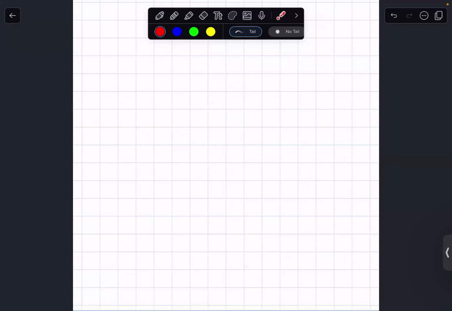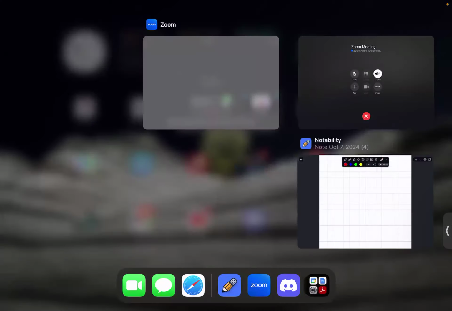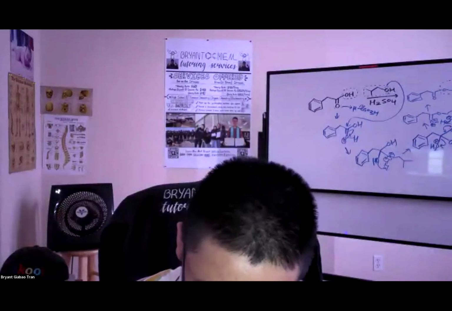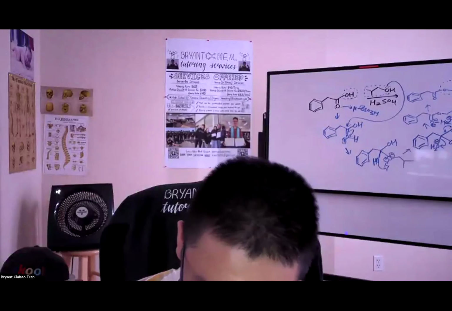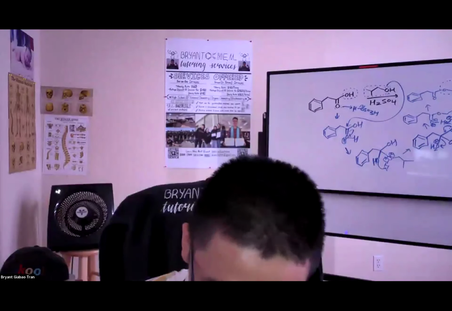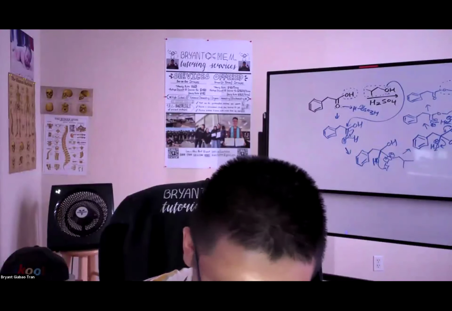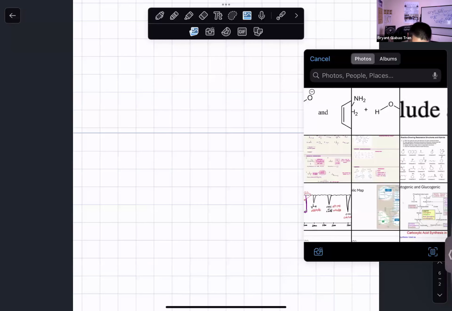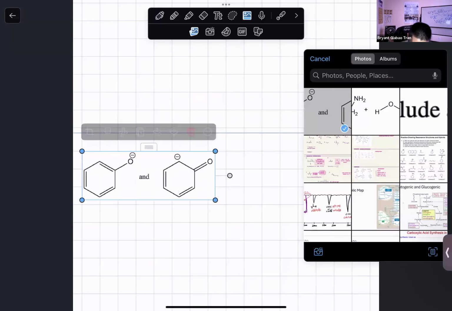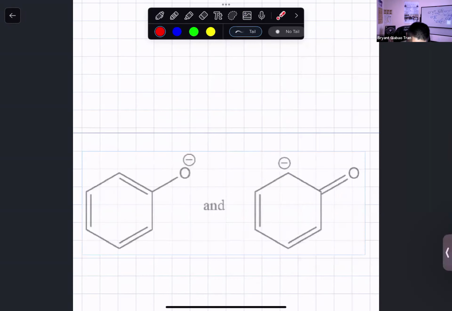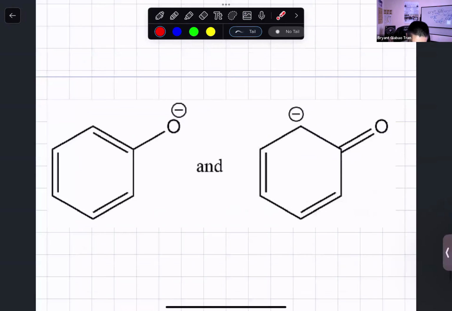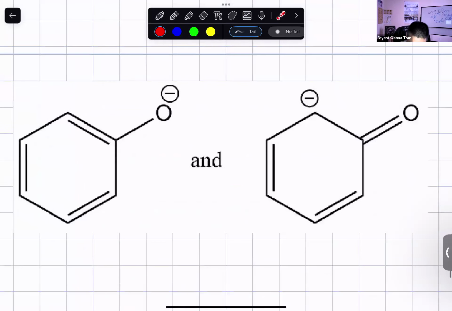For that one, I was wondering how those two are resonance of each other. Oh, how those two are resonance? I see. Okay. So I was trying to figure it out. Let's figure out the resonance structures of these here and how they are resonance structures of each other.